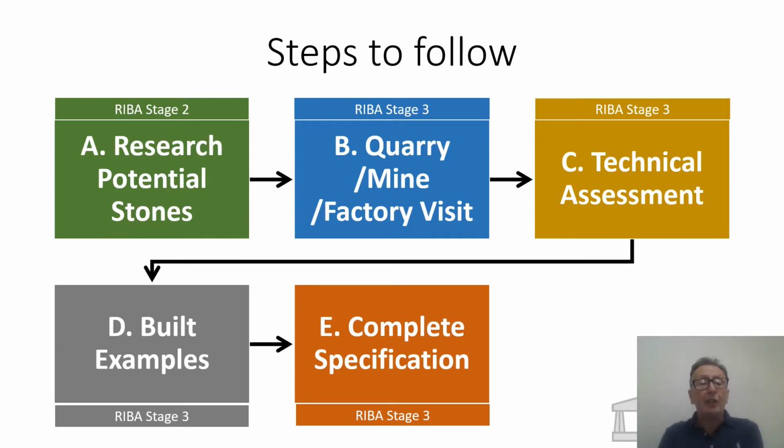The fourth stage, or stage D, is a review of built examples of the material that you're intending to use. And then finally, stage 5, or stage E, is to complete the project specification. This finalises all the work that you've done in the preceding 4 stages and is a crucial part to ensure the selection of the stone is actually correct and all the stages have been completed.